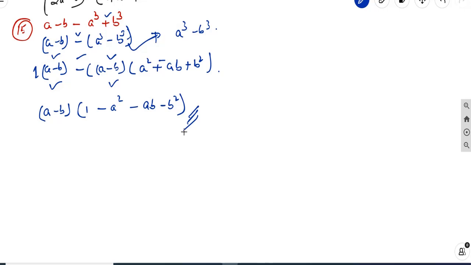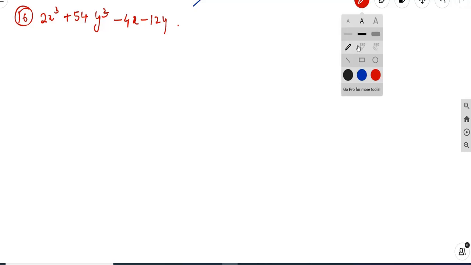Okay, so we'll go for the next problem. The problem is given as 2x cube plus 54 y cube minus 4x minus 12y. Okay, so can we take anything common here? We'll check out. We'll start solving this problem.